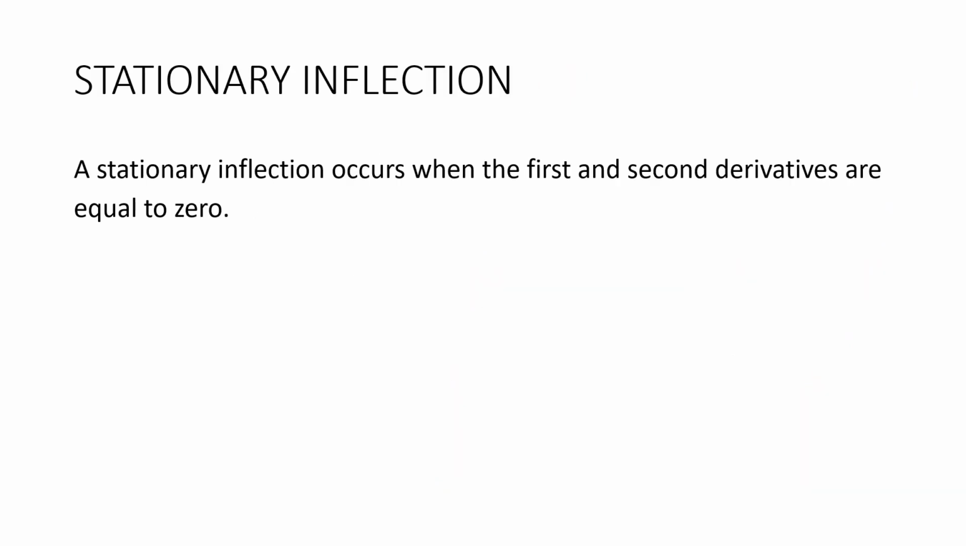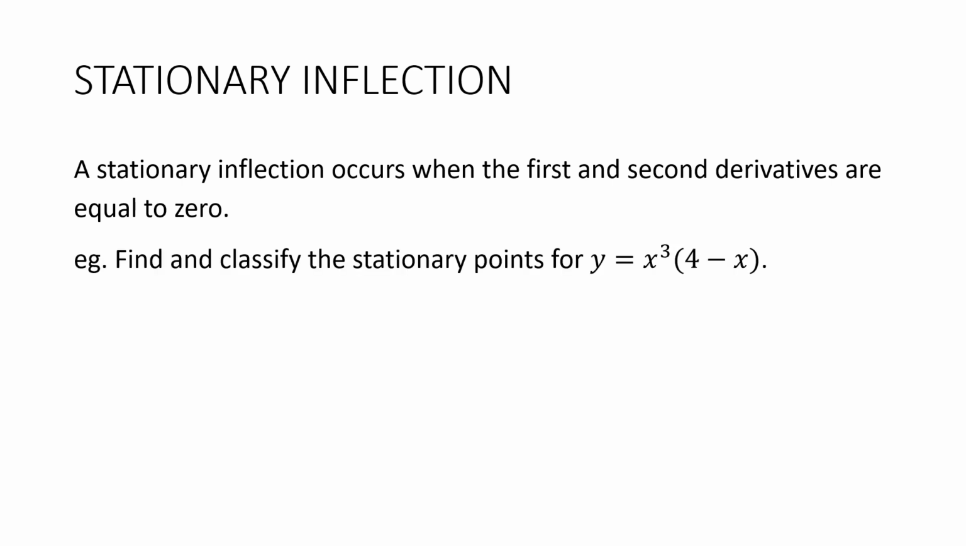Now we've talked about stationary inflections before. They occur when the first and the second derivatives are equal to 0. So let's find and classify the stationary points for y is equal to x cubed multiplied by 4 minus x.